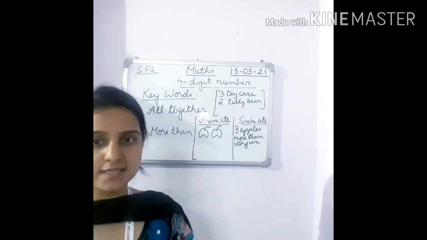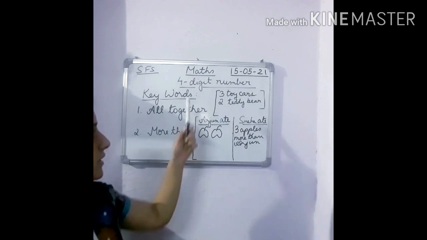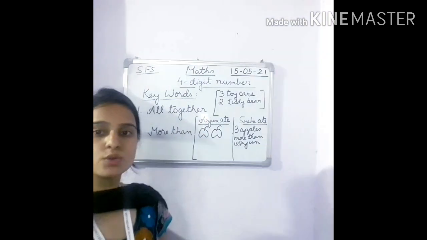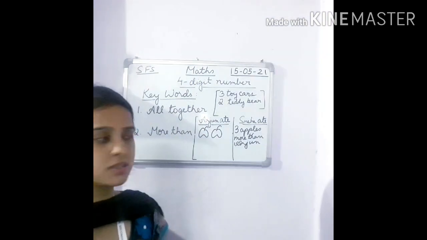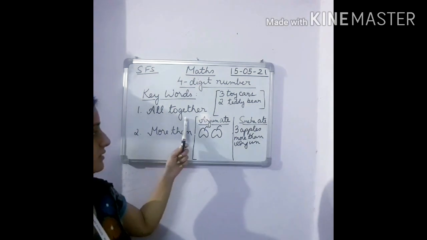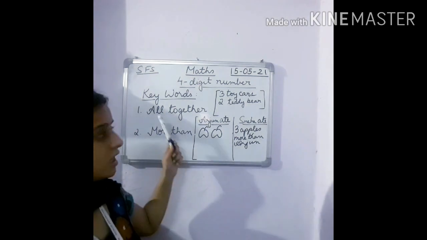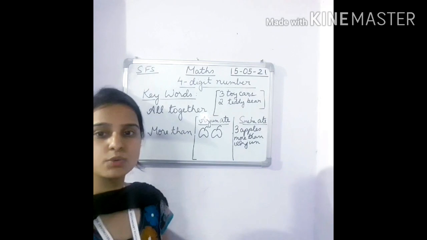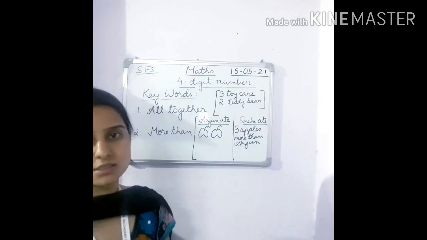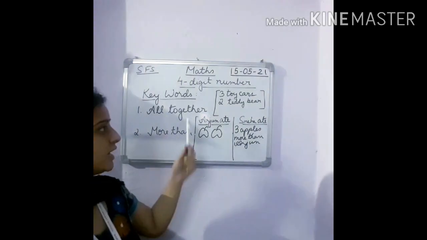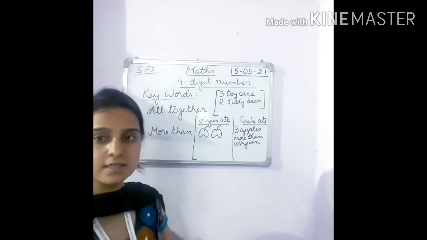Let's start our today's class. So our today's topic is 4-digit numbers. In today's class, children, you will come across the words altogether, more than. Now these types of words you will get more in application based questions. So altogether means bringing all the things together.